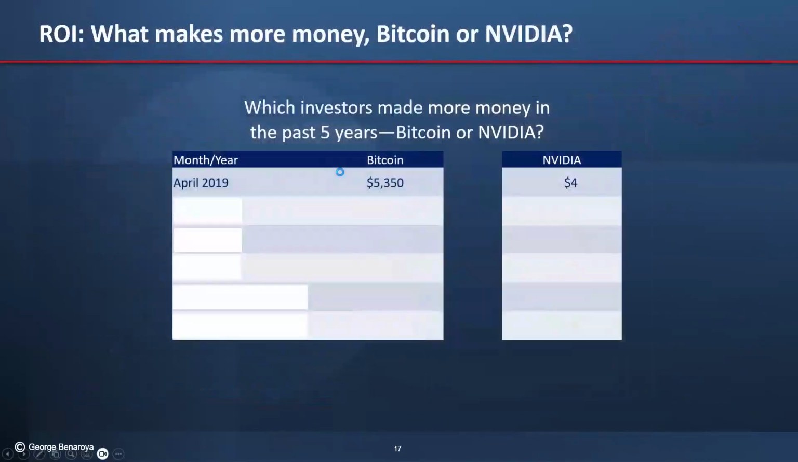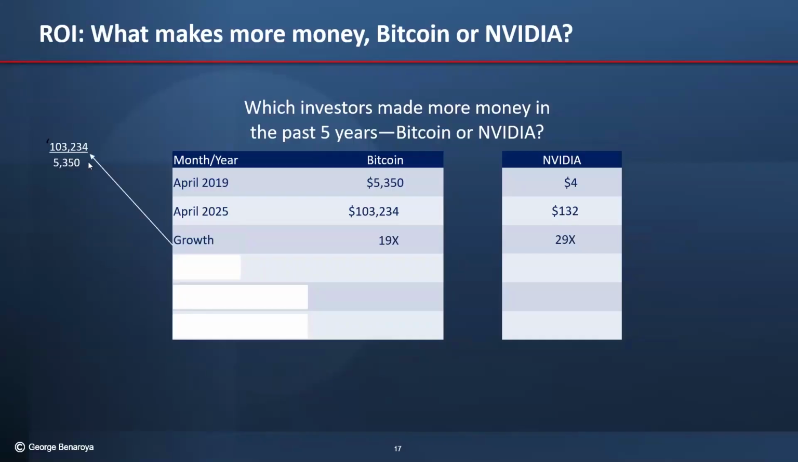Now, the next thing that we want to think about is, is there something else that we can use it for? So people talk about how much Bitcoin has grown, right? And at one point they said, well, it was worth $5,000 and now it's worth $100,000. But now let's take a look at Nvidia. It was about $4 in 2019, but take a look at what has happened. By April, yes, Bitcoin was at $100,000, but when you do the math, you see that it has grown by 19 times. And when you look at Nvidia, it has grown by 29 times.